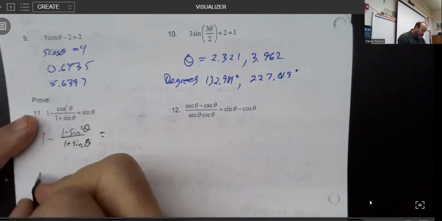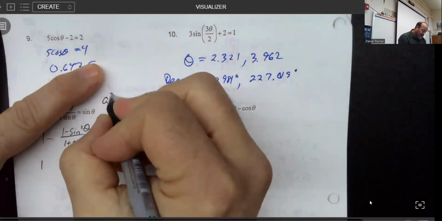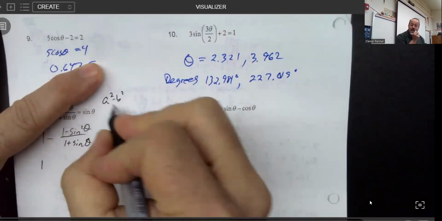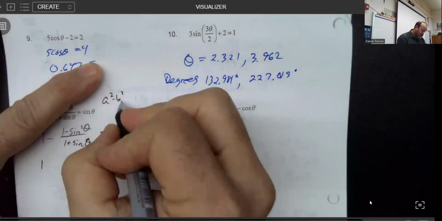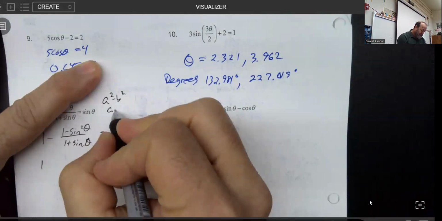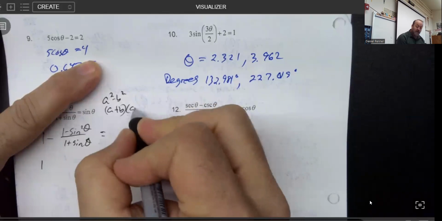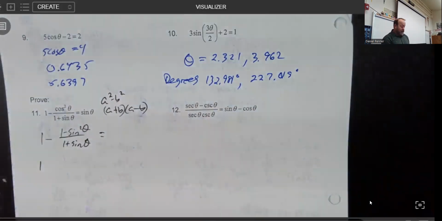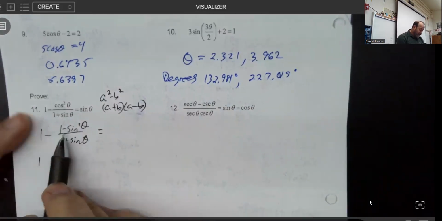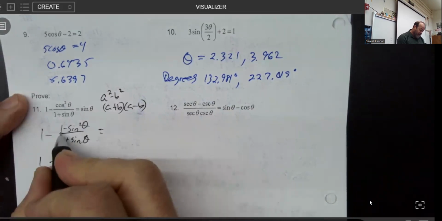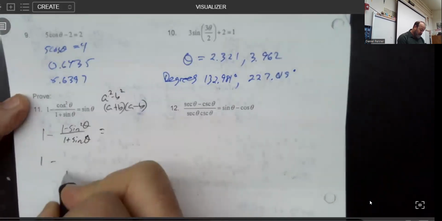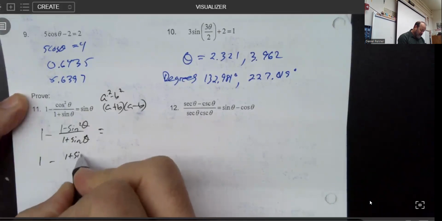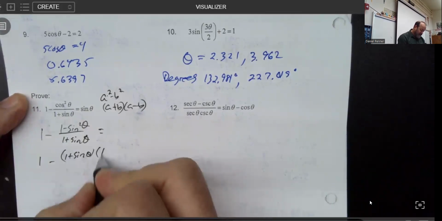Then what I should also notice is that every time in algebra you had something that is a difference of squares, like a squared minus b squared, that is a plus b times a minus b, that whole conjugate field. And if you look right here, that's what I do have. 1 is a perfect square, and sine squared is a perfect square. So I have 1 plus sine times 1 minus sine.